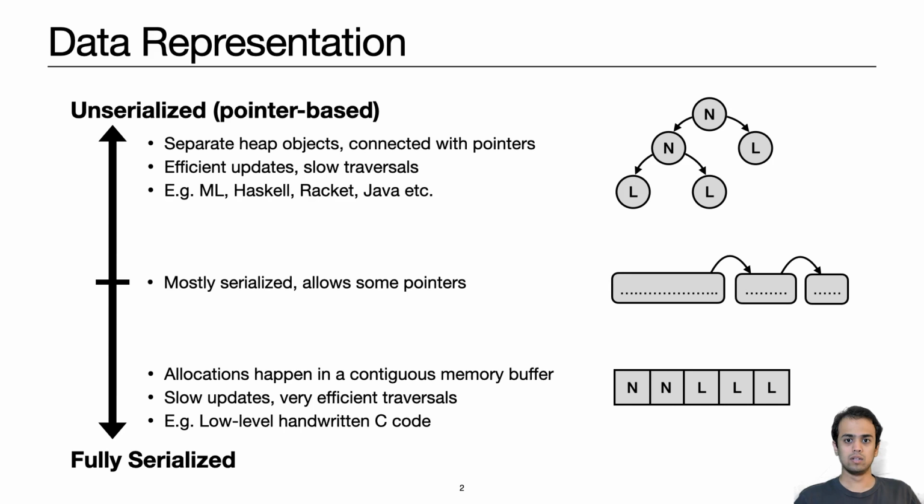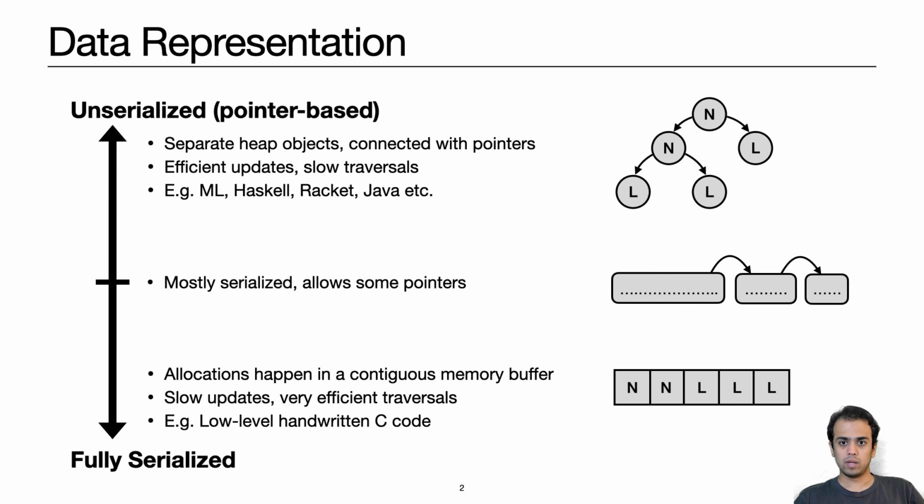On the other end, we have the fully serialized heap, in which there are no pointers, and all data is allocated in a single memory buffer. And in this heap, the updates are slow, but the traversals are really efficient because this representation has really good data locality. And there are also various other choices that we can make. So we can serialize some parts of the heap, but then we can allow pointers in some other parts and so on.